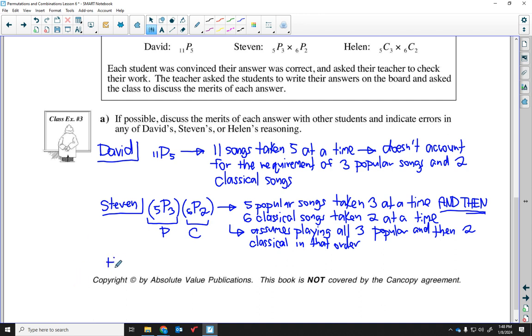Now, Helen. The problem with this one is immediately that combinations don't deal with order. So that's immediately where it fails. So we'll say combinations do not account for order.